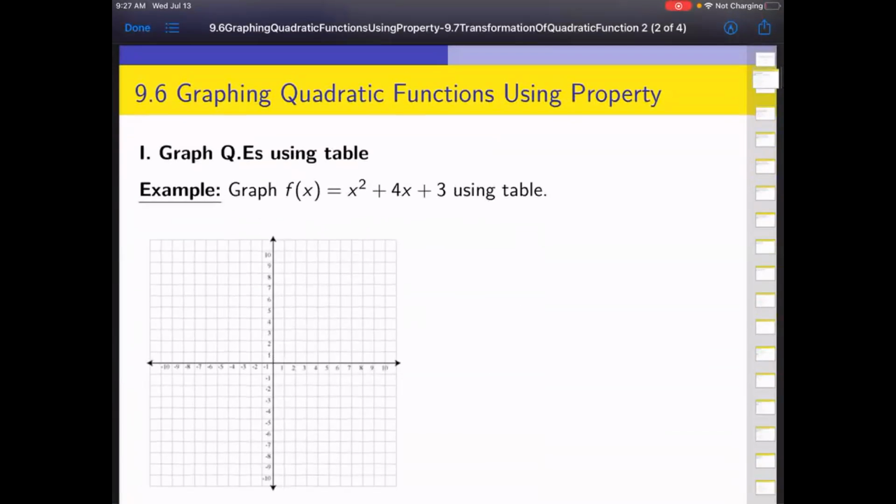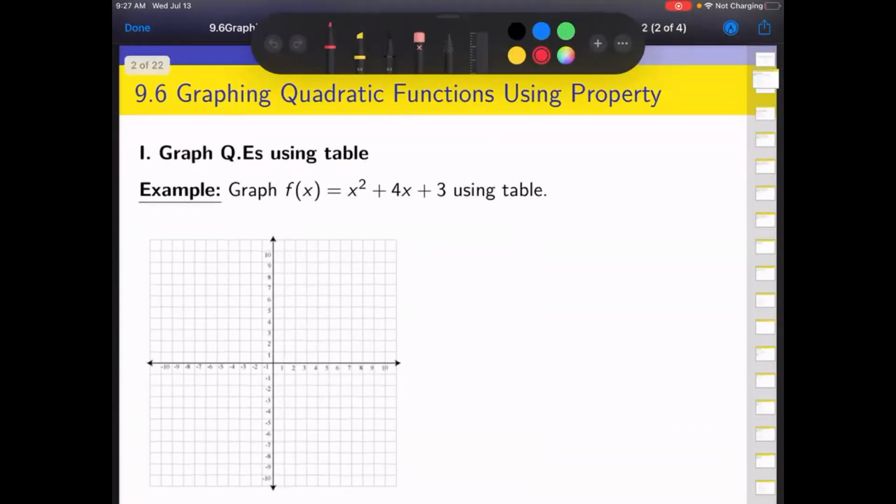So if I give you something like this, this is called the general form. What I mean by general form is it looks like this: f of x equals ax squared plus bx plus c. That's general form. Later, you're gonna see another form called standard form.